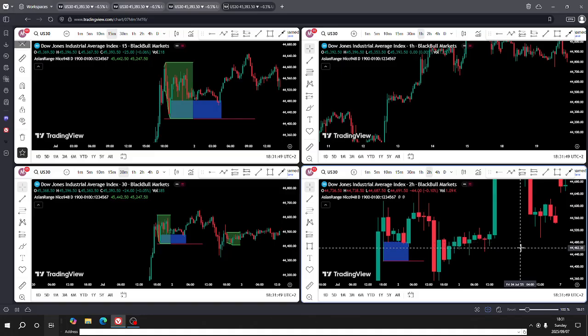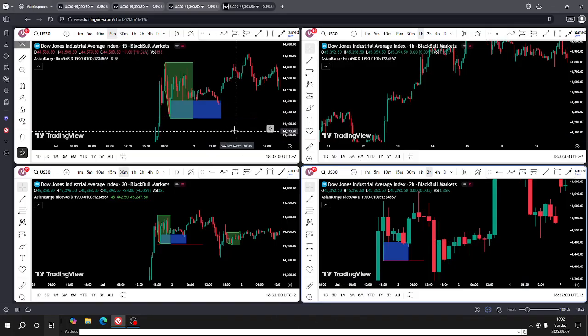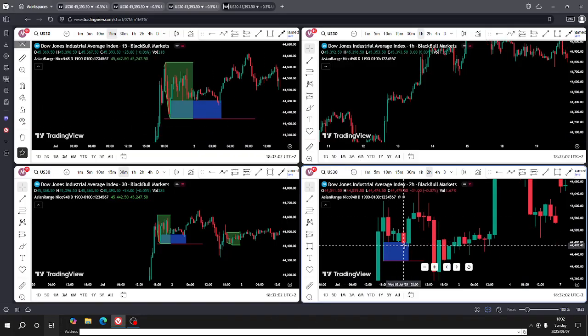Okay, so looking at the 2 hour and looking at the lower time frames, let's take a look at this candlestick. It formed at what time? It formed at 2 o'clock. Oh, we could not take the buy. But let's say we were up during this day.